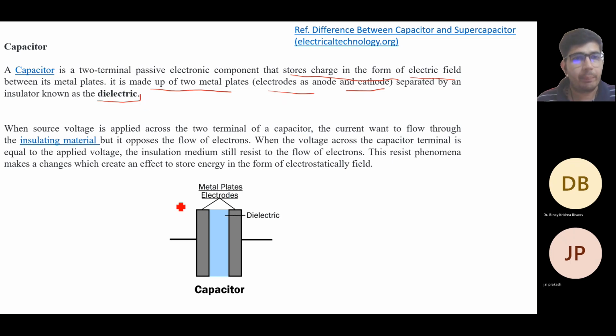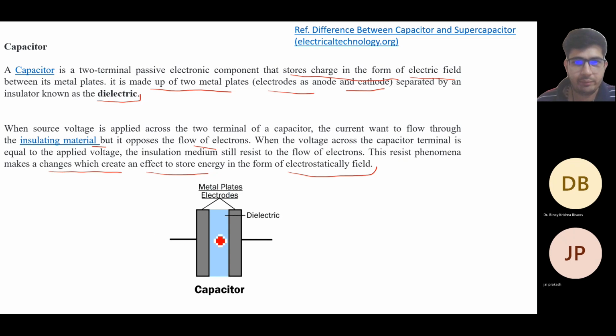So when source voltage is applied across the two terminals of a capacitor, the current wants to flow through the insulating material, but it opposes the flow of electrons. So when the voltage across the capacitor terminal is equal to the applied voltage, the insulation medium still resists the flow of electrons. This resisting phenomenon creates an effect to store energy in the form of electrostatic field. So these are the working principle and basics of the capacitor.